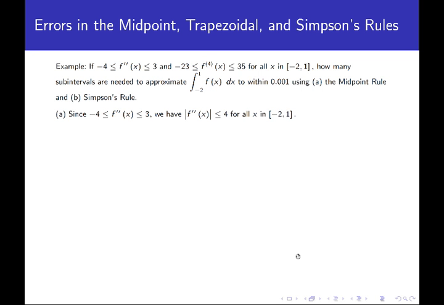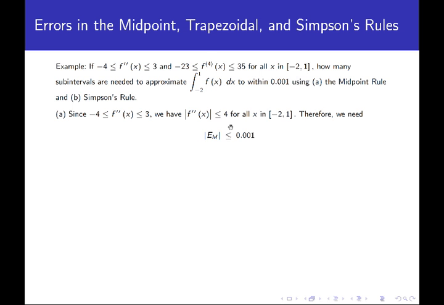First, for the midpoint rule, we need to figure out the value of k, the bound on the absolute value of the second derivative. Okay? So if the second derivative is between negative 4 and 3, the absolute value could get as big as 4 because of that 4 in the negative direction. So 4 is what we're going to use for the k value.